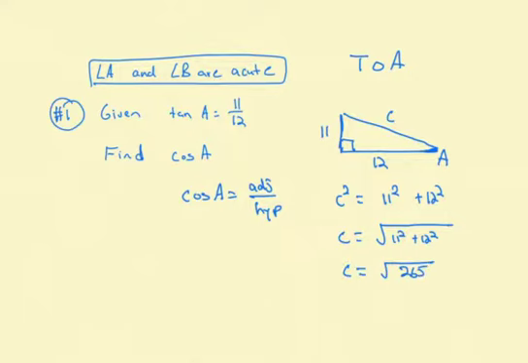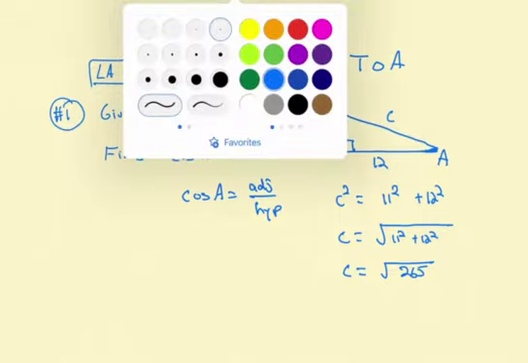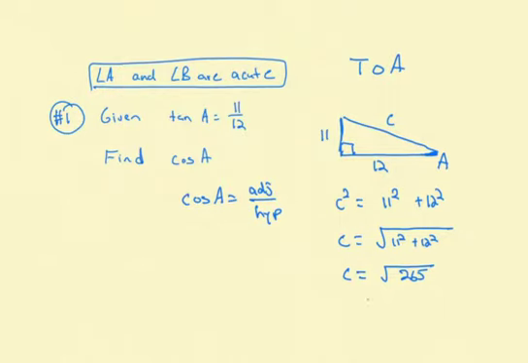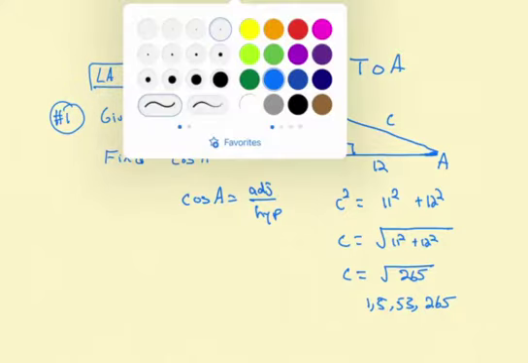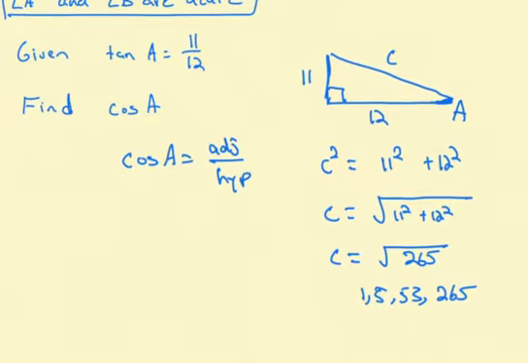Now I'd like to see if I can reduce this square root a bit further. So factors of 265, I want to see if one of these happens to be a perfect square. I've got 1, 5, 53, and 265. So I don't have that. I'm just going to leave it as square root of 265. So the cosine of A is my adjacent side, which is 12, and that's going to be over the hypotenuse, which is the square root of 265.